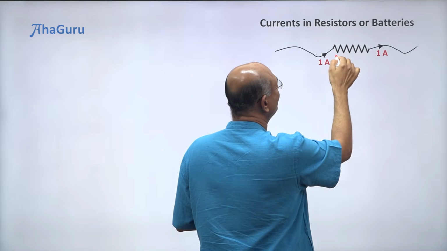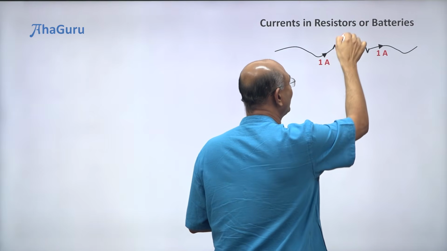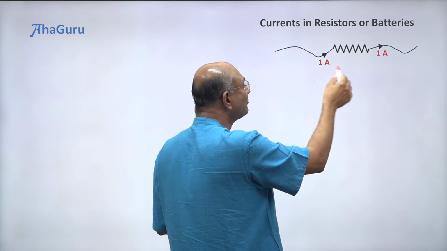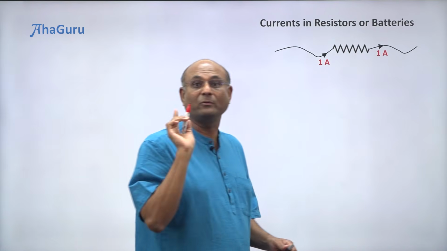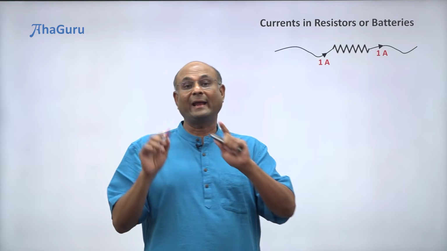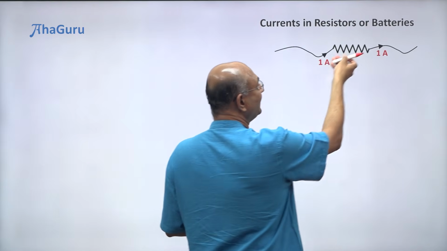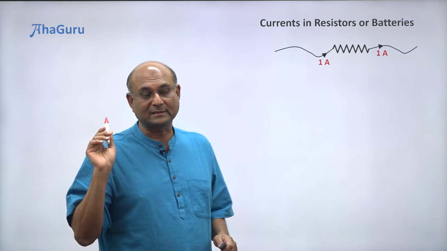So then what is coming out is 1 ampere. Then that is a junction. So what is going that way is 1 ampere. We don't have to do all that. Throughout you must have 1 ampere. And so what comes out must be 1 ampere. If 1 ampere enters the resistor, 1 ampere must come out of the resistor.